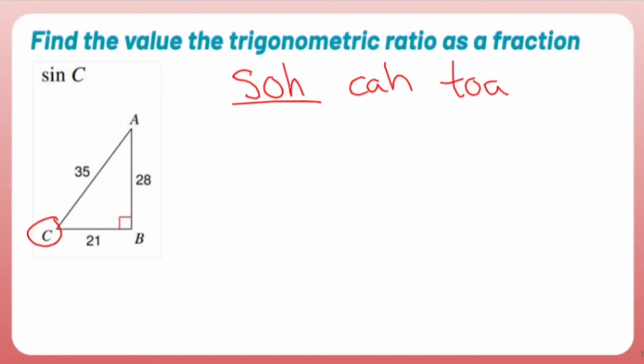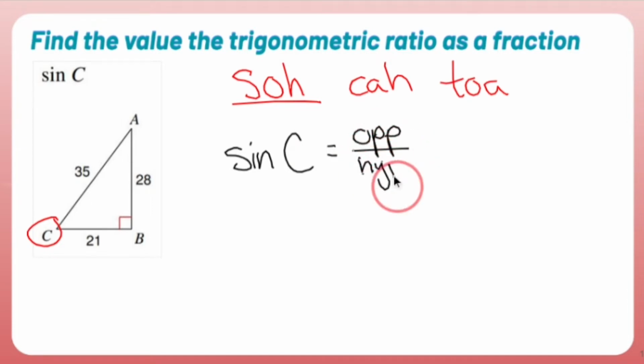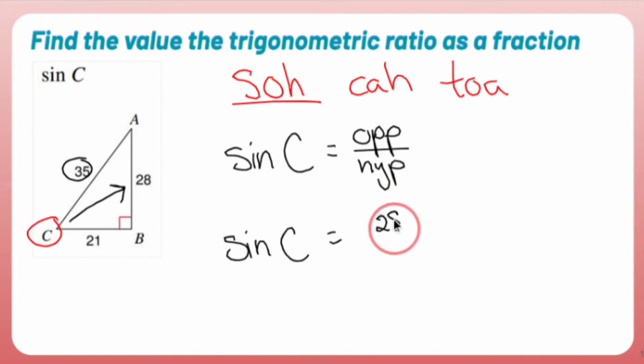Now we're using SOH. And SOH means the sine of whatever angle you're using, in this case C, is going to be the opposite side over its hypotenuse. So the opposite side, according to C, is 28. 35, no matter what, is your hypotenuse. So sine C is going to equal the opposite on top and the hypotenuse on the bottom, 28 over 35.